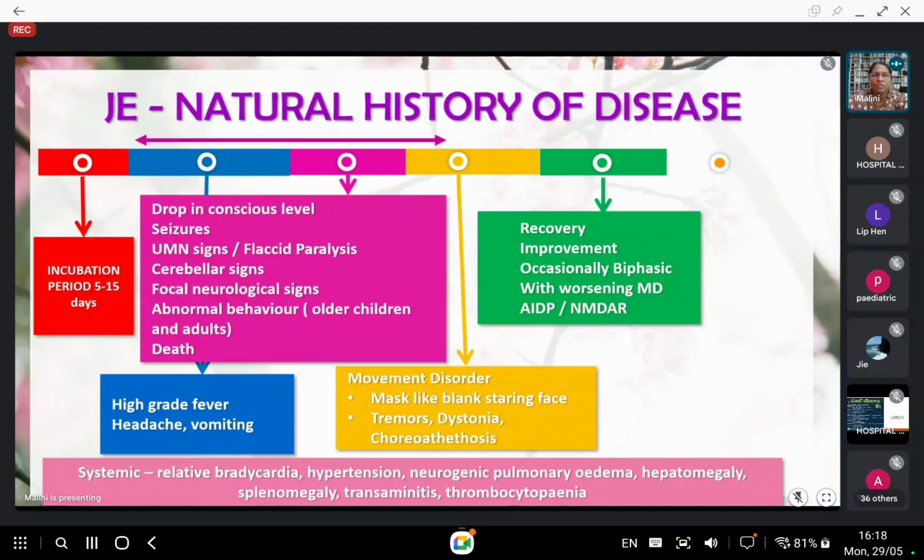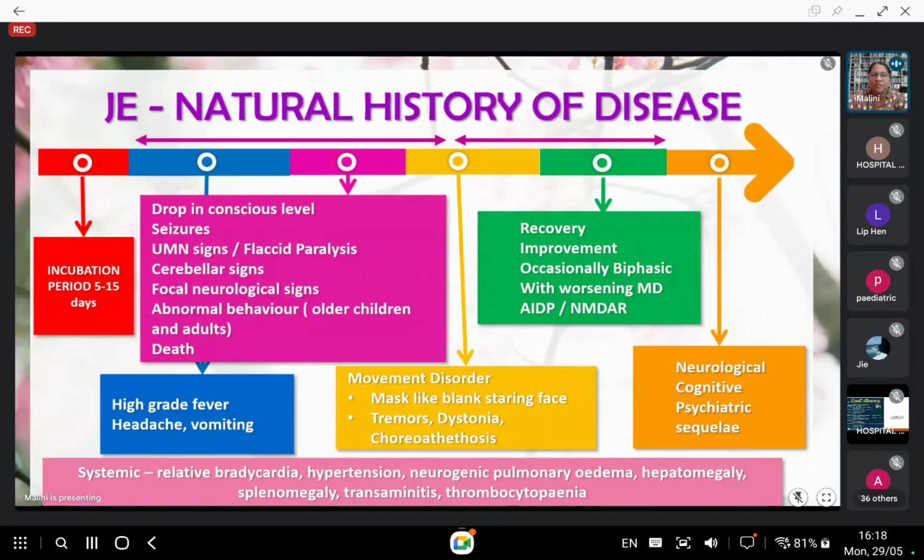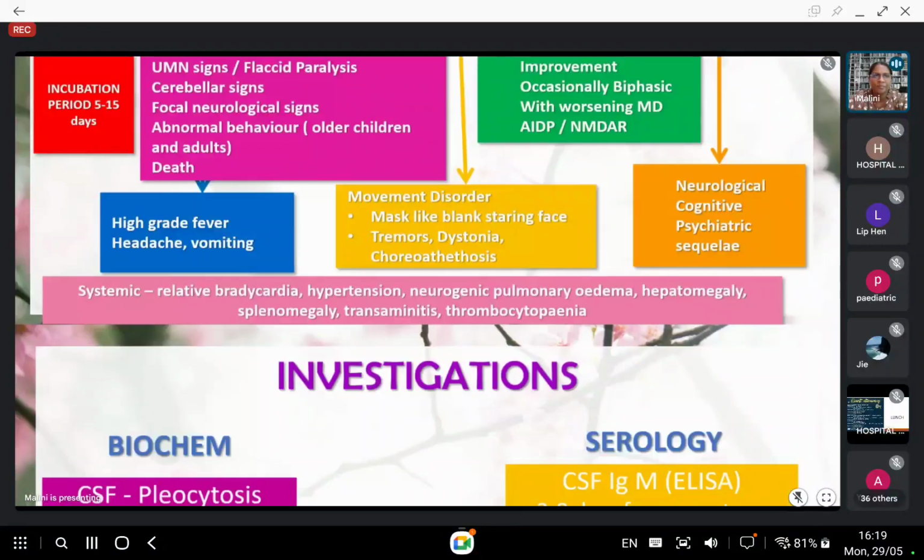And then you have some patients going into recovery and improvement, but occasionally we have a biphasic pattern where the patient improves and then worsens again with a lot of movement disorder. It can sometimes be associated with Guillain-Barré or NMDAR. And we have finally neurological, cognitive, and psychiatric sequelae.